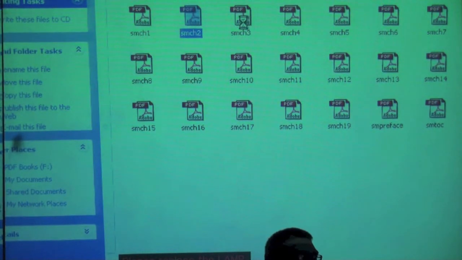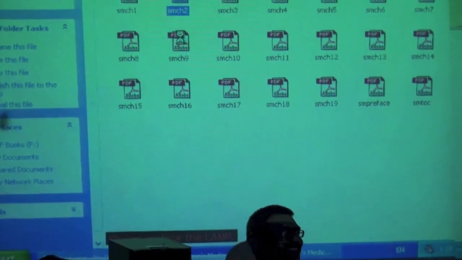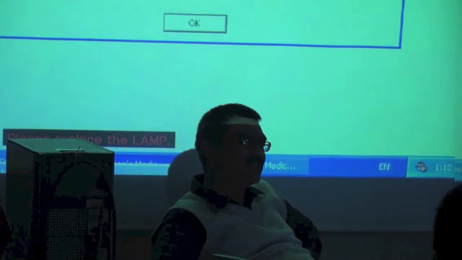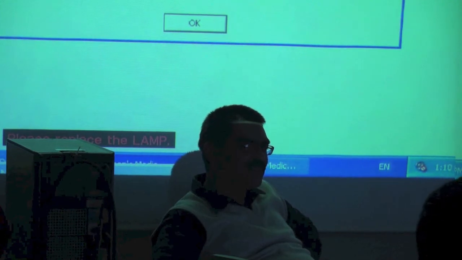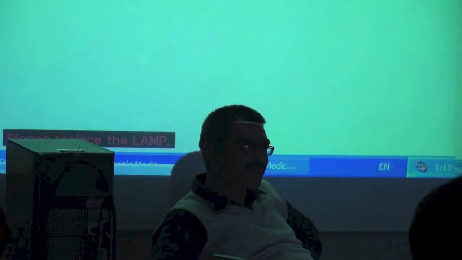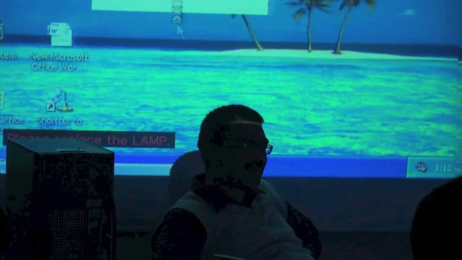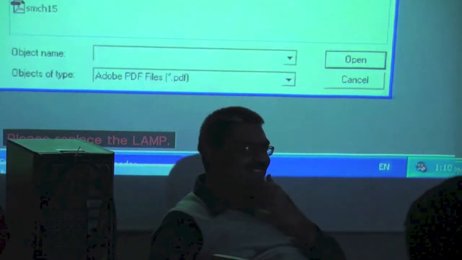These computers are now old. I have no idea what is happening. Okay, let me go with this. Escape, control, shift. File, open, chapter 2.